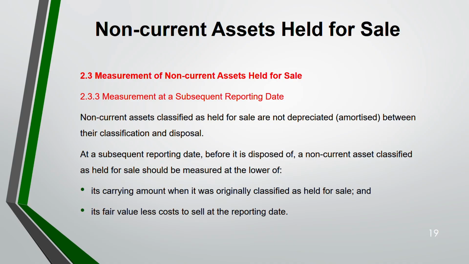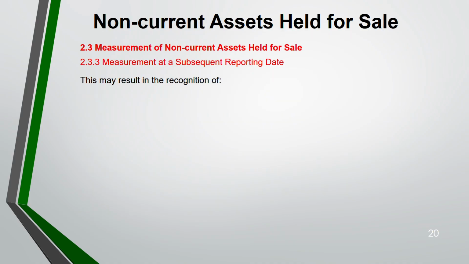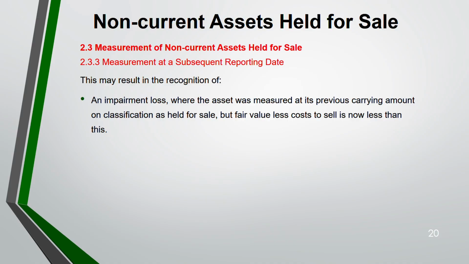But this carrying amount is the carrying amount when it was originally classified as held for sale; you have to take that carrying amount. And the fair value less cost to sell will change. It is not the fair value less cost to sell at initial recognition. This is at the reporting date. This can result in the recognition of an impairment loss, when your asset is measured at its previous carrying amount but fair value less cost to sell is now less than this, then there is an impairment loss.